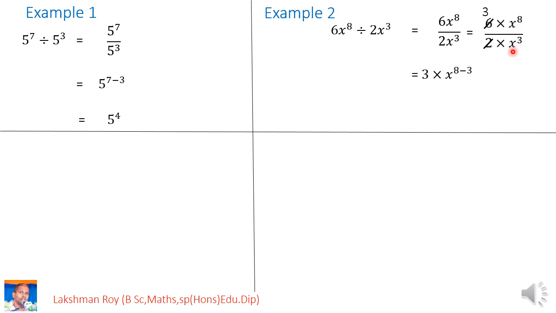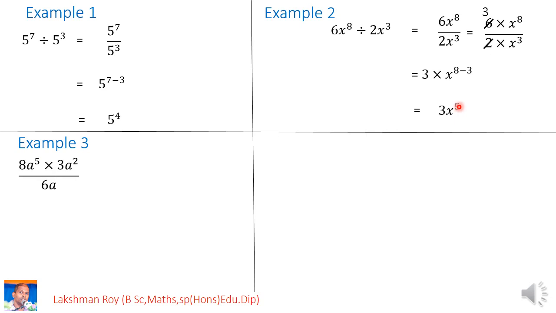So these are the same base powers, right? That means I simplify the first step. x to the power 8 divided by x to the power 3 means you can subtract the index. You can see 8 minus 3, right? So here the number 3. Then I can simplify this index, that is 3 times x to the power 8 minus 3, which is 5. Without multiplication I can represent the answer, right?